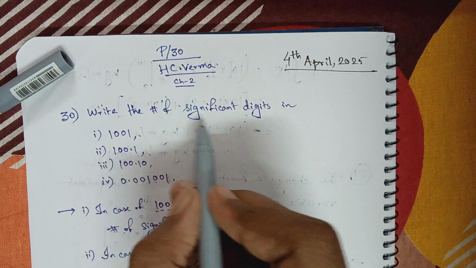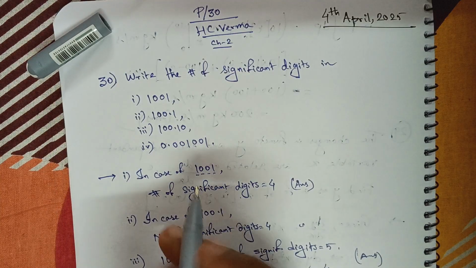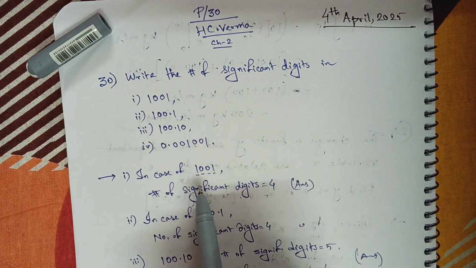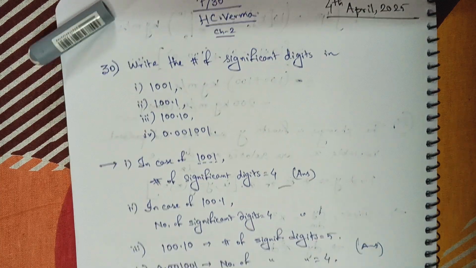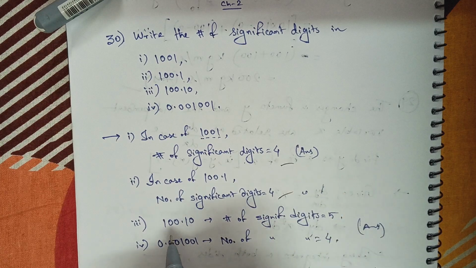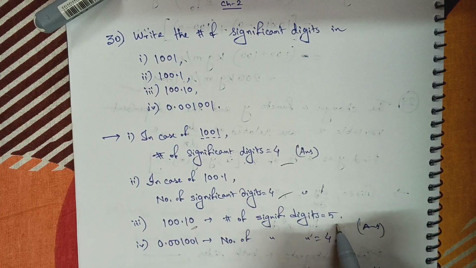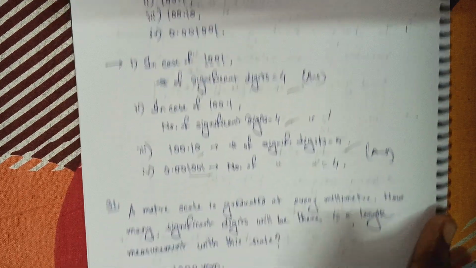Write the number of significant digits in 1001, 100.1, 100.10 and 0.001001. Now in case of 1001, the number of significant digits is 4. In case of 100.1, the number of significant digits is equal to 4. In case of 100.10, the trailing zero is also counted, so the number of significant digits is 5. In case of 0.001001, the number of significant digits here is 4.